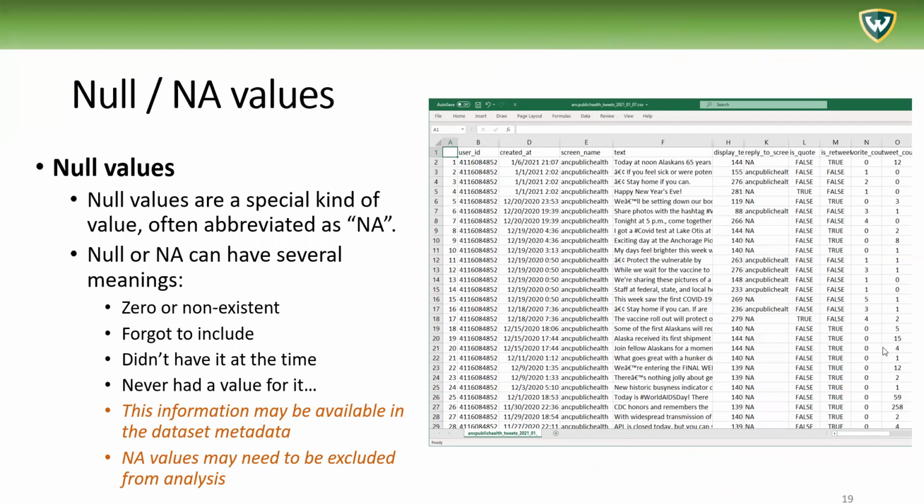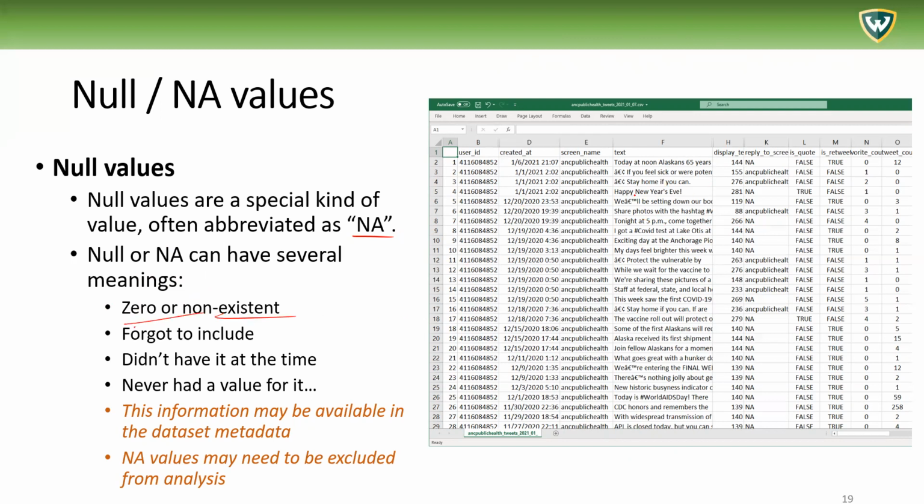In particular, I wanted to bring attention to null values, or NA values. Null values are a special kind of value, often abbreviated as NA or sometimes just empty. And null or NA values can have several meanings. That's why they're kind of annoying and we don't usually like them. Sometimes NA means zero or non-existent.